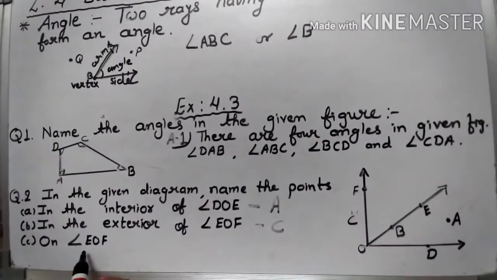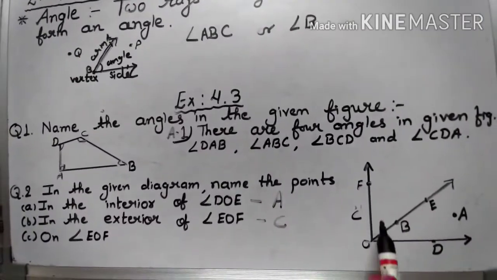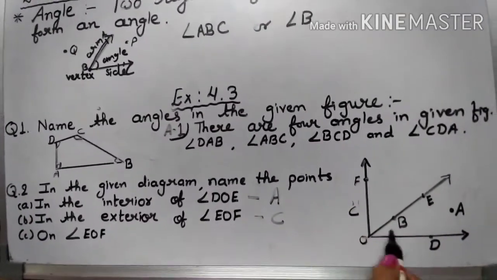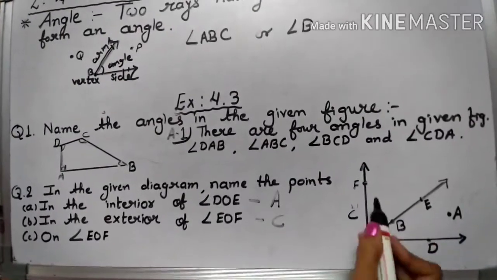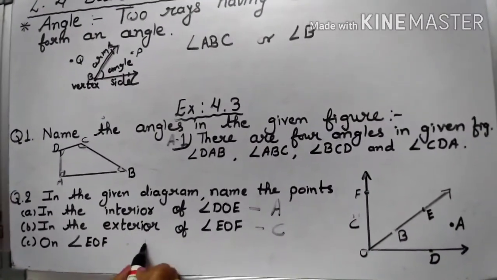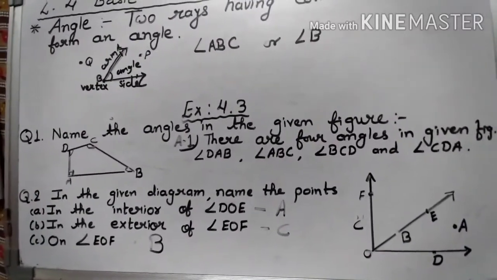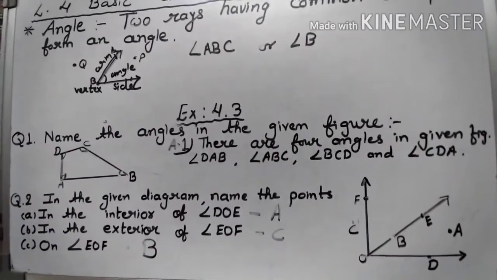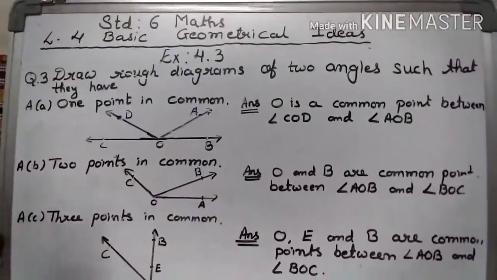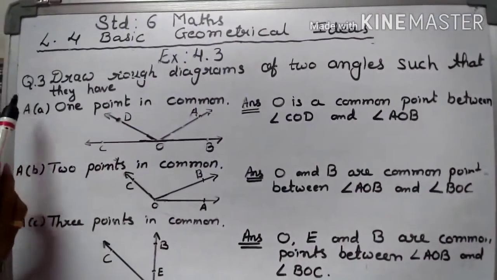On angle EOF. Which point lies on angle EOF? Point B. So write here B. Now we will go to our question number 3. Exercise 4.3, question number 3.